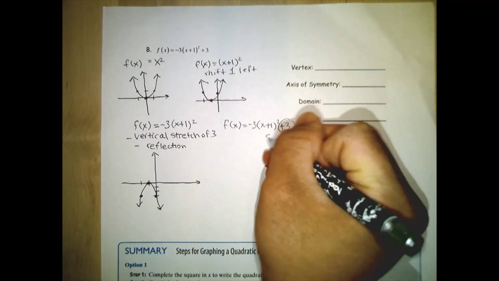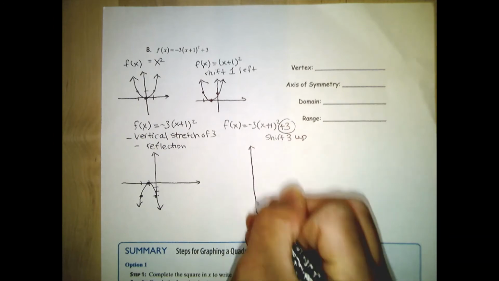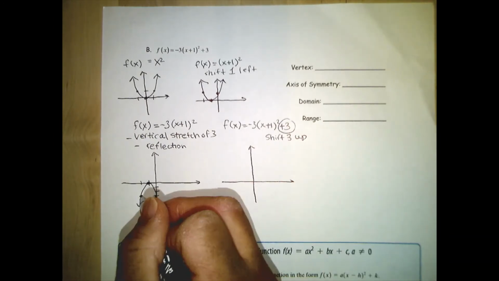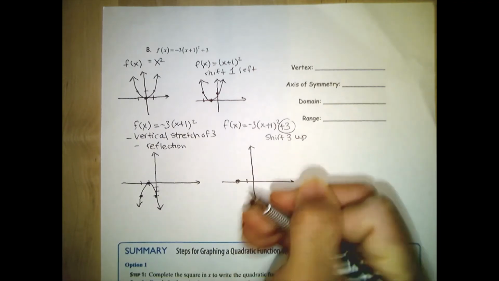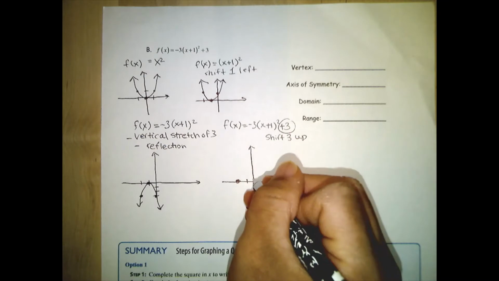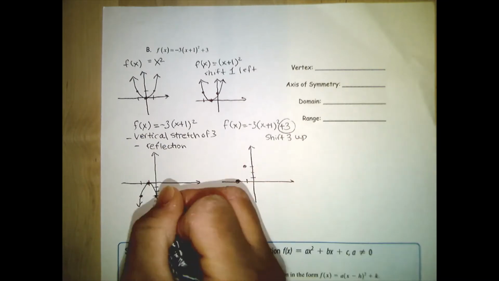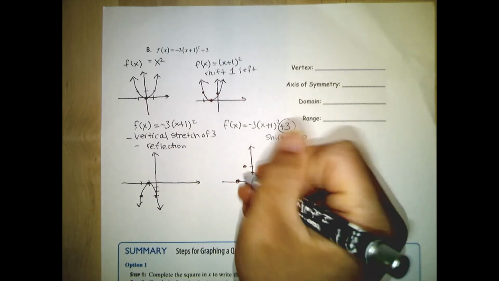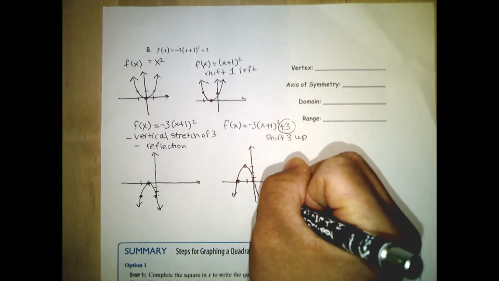This plus 3 means to shift 3 units up. So the (-2, -3) becomes (-2, 0). The (-1, 0) becomes (-1, 3). And the (0, -3) becomes (0, 0). And this is what the parabola looks like.